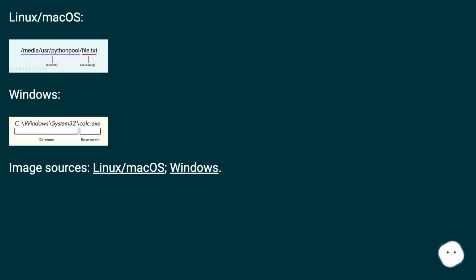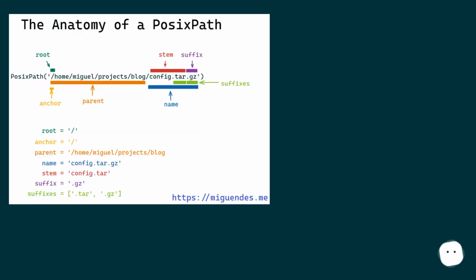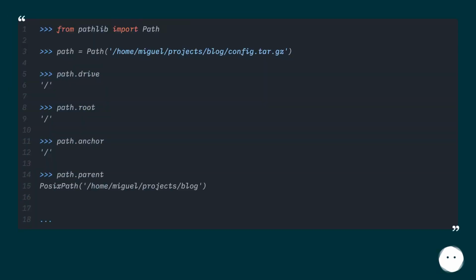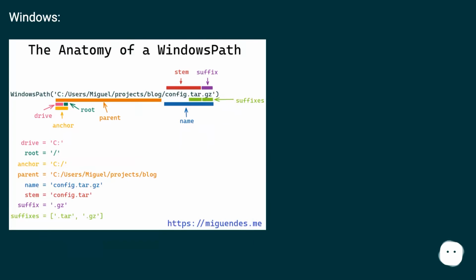Linux/Mac OS. Windows. Image sources: Linux/Mac OS, Windows. Note that since Python 3.4, one can use pathlib.Path, as explained on this URL.